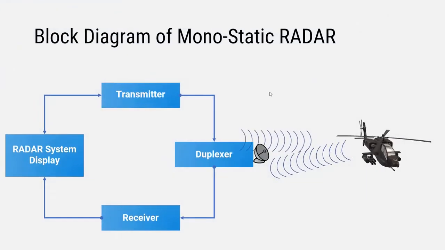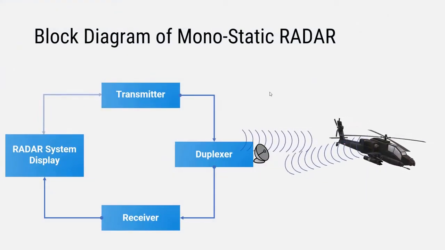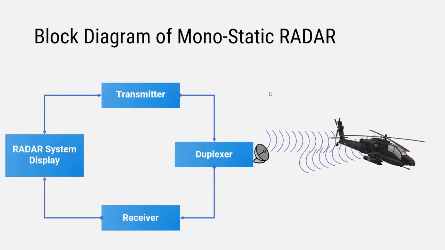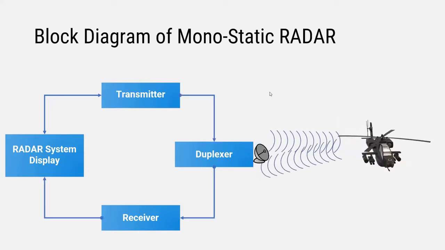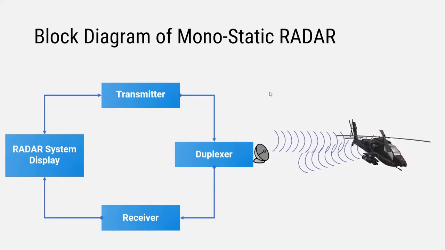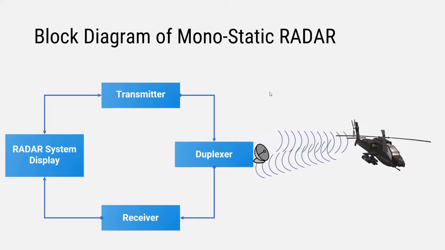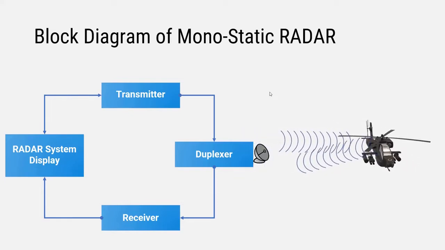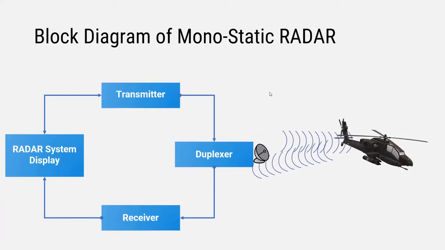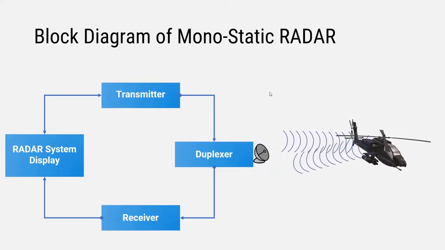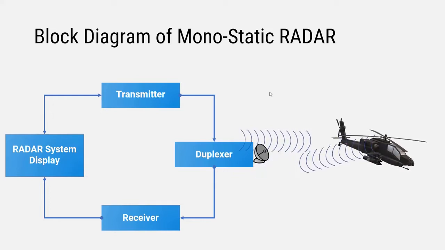So this is the basic block diagram of monostatic radar system. There you can see radar system display is a common system, and then we have transmitter section and receiver section. Then for the transmitting and receiver section, there will be a common connection, that is duplexer. So duplexer contains only a single antenna which takes care of both transmitting signals as well as receiving signals. So this is the basic block diagram of our monostatic radar systems.